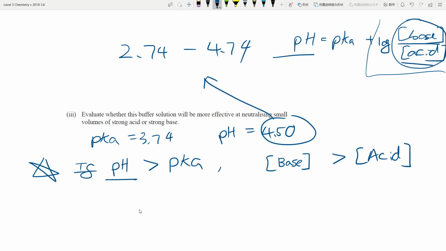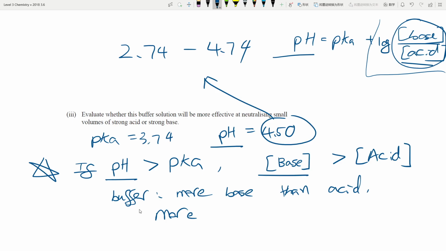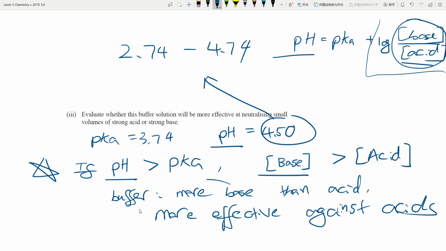Okay, so what does that mean? In this case our pH is bigger than pKa, so that means we have more base. In the buffer there's more base than acid. And what does that mean? That means this is more effective against acids. Why? Because you have more base to neutralize them, and that's essentially all there is. It's about quantity.